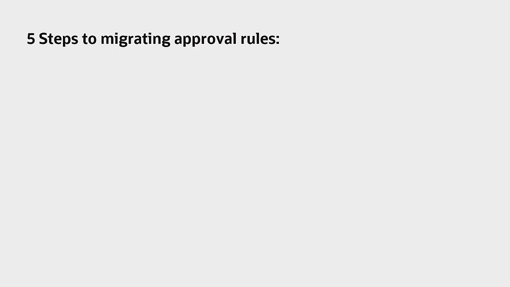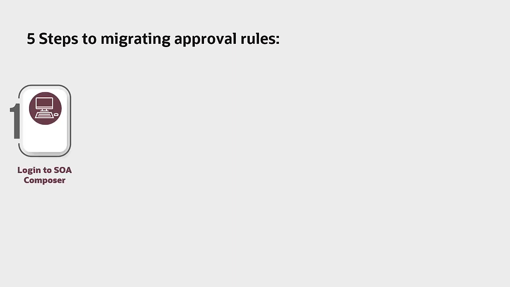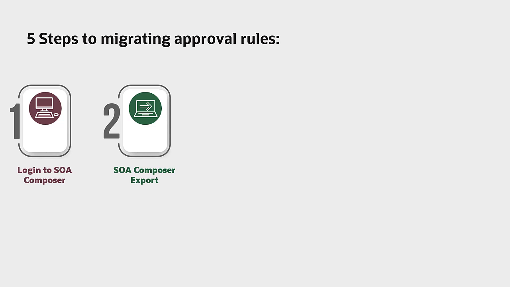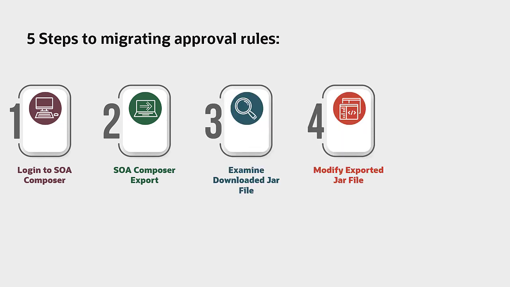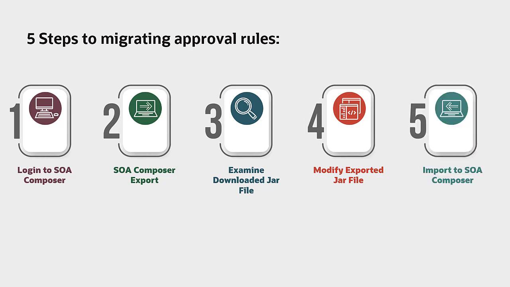There are 5 steps to migrating approval rules to another environment. Log into SOA Composer, export, examine the downloaded jar file, modify the exported jar file, and import to SOA Composer.